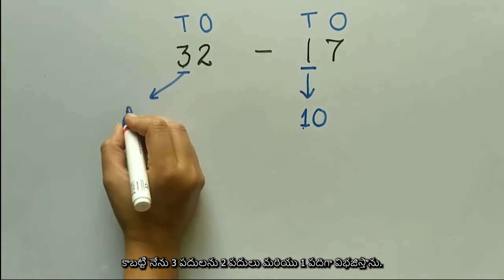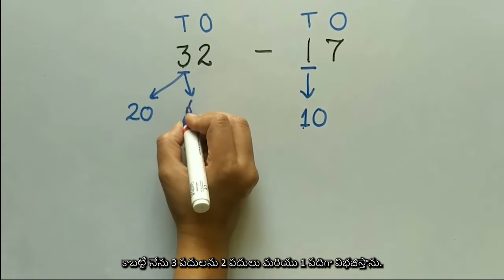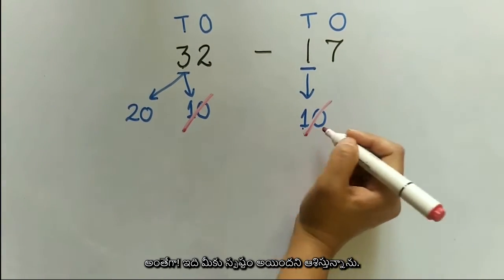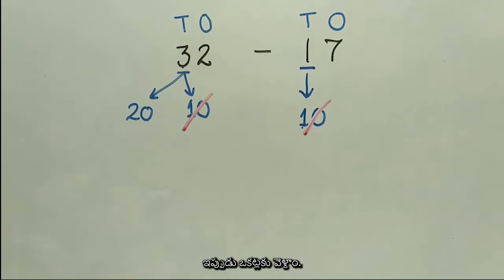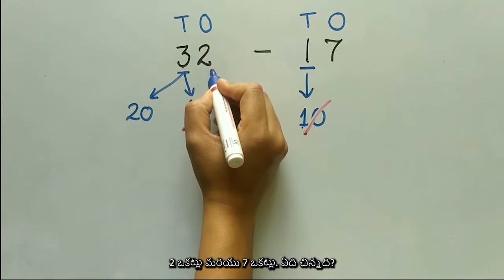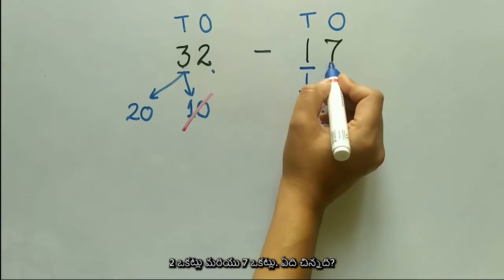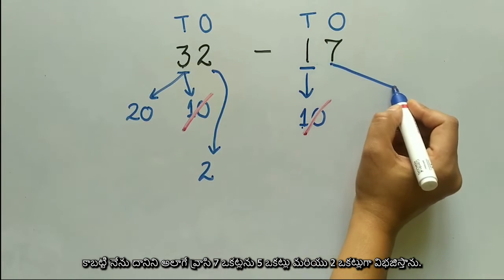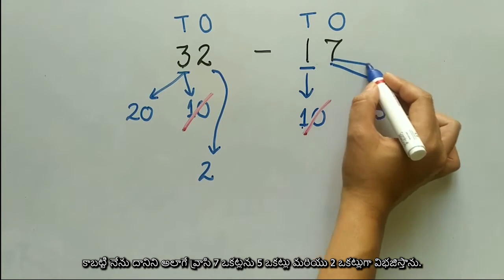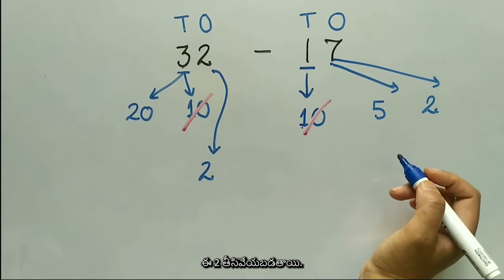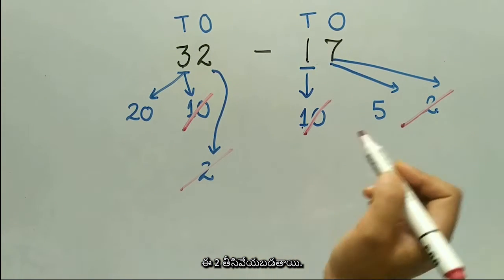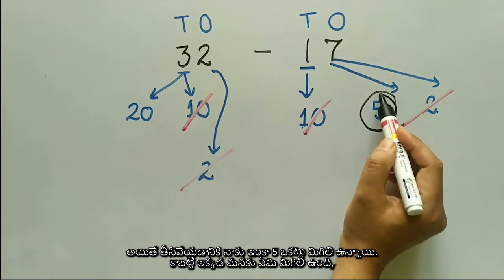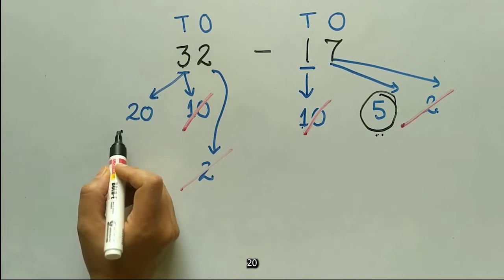So I will break 3 tens into 2 tens and 1 ten. These tens are subtracted as 10 minus 10 is 0. Okay, hope that's clear. Now let's move to ones. 2 ones and 7 ones. Which one is smaller? 2 ones. So I write it as it is and I will break 7 into 5 ones and 2 ones. Now these 2 get subtracted. But I'm still left with 5 ones to be subtracted. So what's left here? 20.